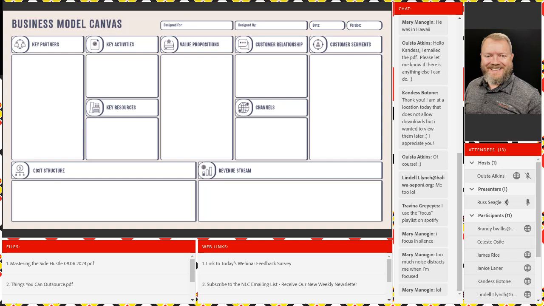Who are your customers? Who could be your customers? What are the channels? Do you need to do this online? Do you need to advertise on Facebook? Do you need to start an Instagram page? Do you need to start a YouTube channel? Do you need to go door to door in small businesses in town? Do you need to walk door to door through the neighborhood?